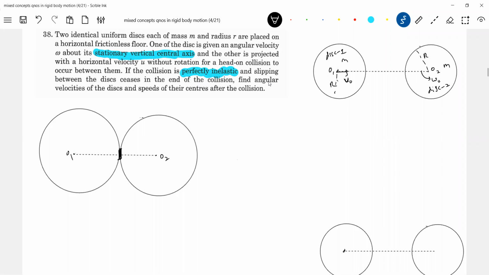What is the angular velocity of this? This was having angular velocity omega naught the moment they come in contact. So what is the velocity of this point? And impulse will act first, and the impulse will act here like this. Then it was having angular velocity, so this was the omega 2.